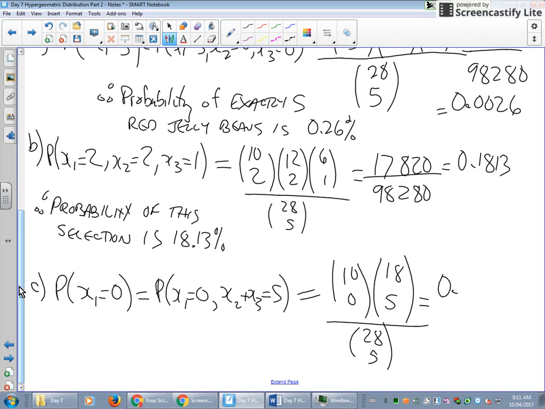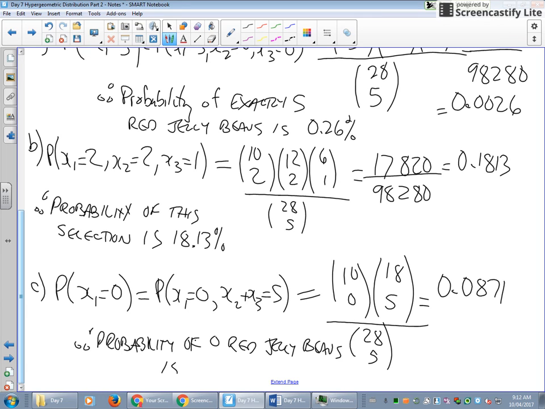And that's equal to 0.0871. Therefore, the probability of 0 red jelly beans is 8.7%.